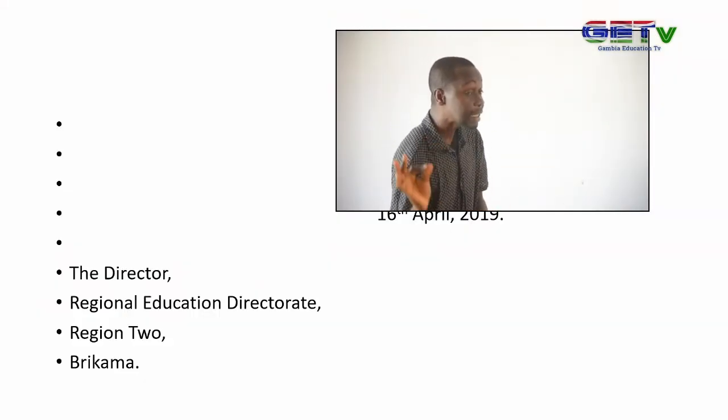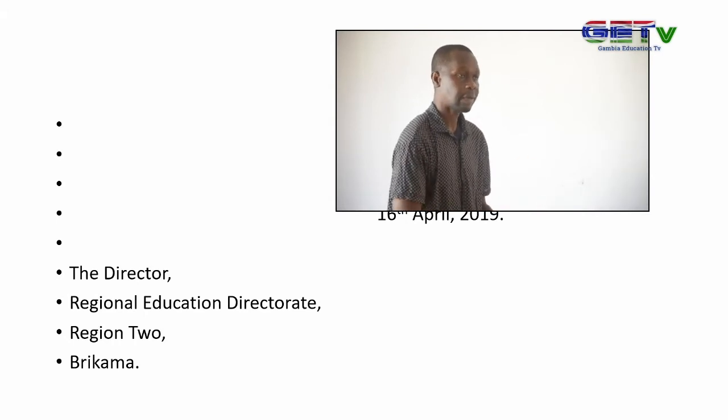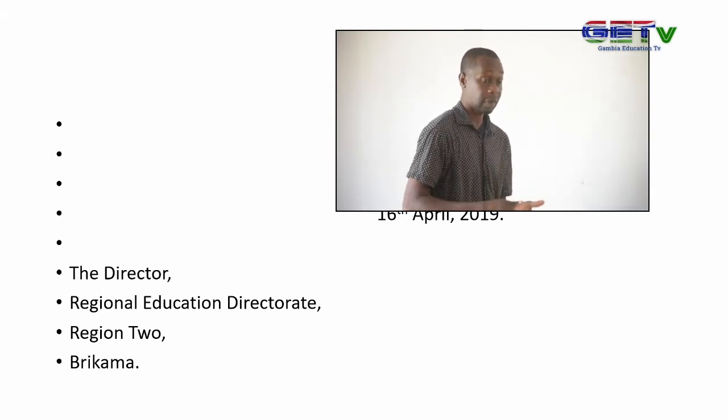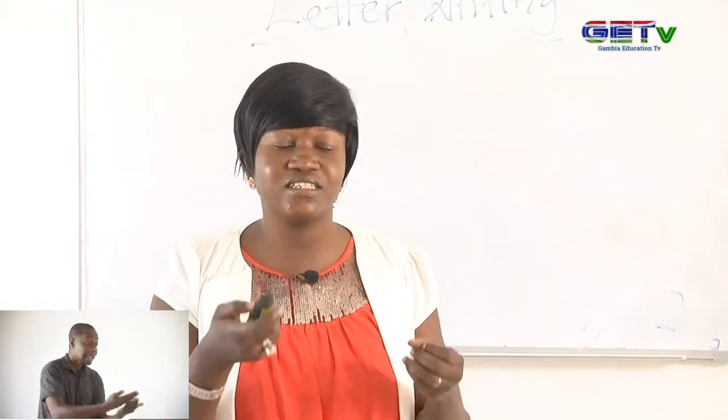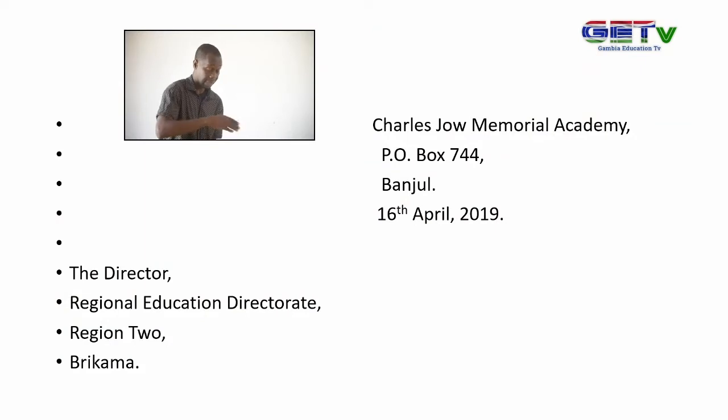Then at the other end, we have the receiver's address. Here we are writing a letter to the Director of Regional Education Directorate. And our recipient address is the Director on the first line, Regional Education Directorate, Region 2. Where is it located? Brikama. So this is an example of a sender's address, date, and the recipient address.